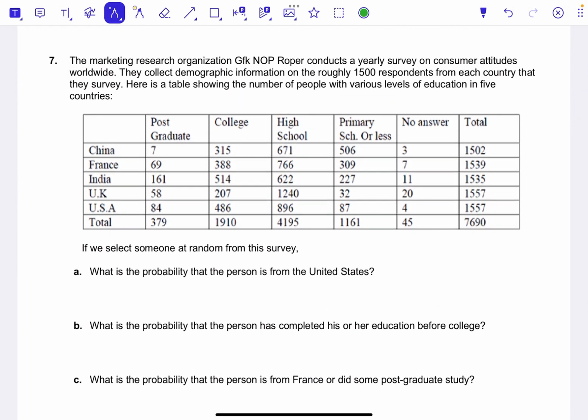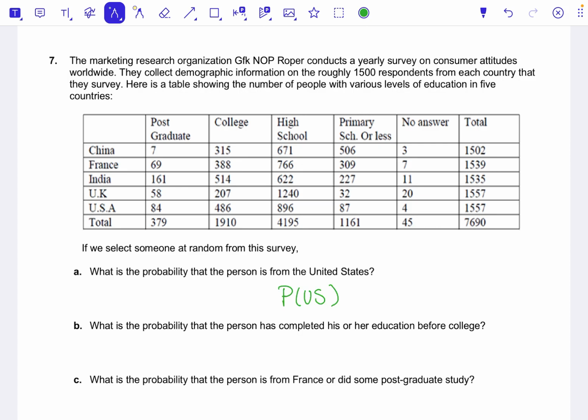The next page is just another one where we're reading our contingency table and then coming up with some probabilities. So part of this, I just want to make sure we're interpreting our questions correctly and understanding what's being asked. So here we have, what is the probability that a person is from the United States? So probability that someone's from the U.S.